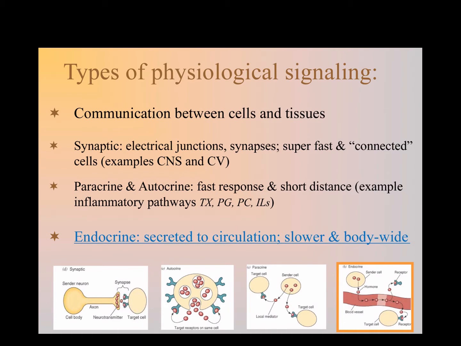For the endocrine system, the idea is that we are going to circulate it to the entire body. So it's going to go into the blood circulation. The hormone itself is going to be seen body-wide. And by that I mean every cell in the body is going to be exposed to that hormone, and only the cells that have the receptor for that specific hormone are going to be affected.